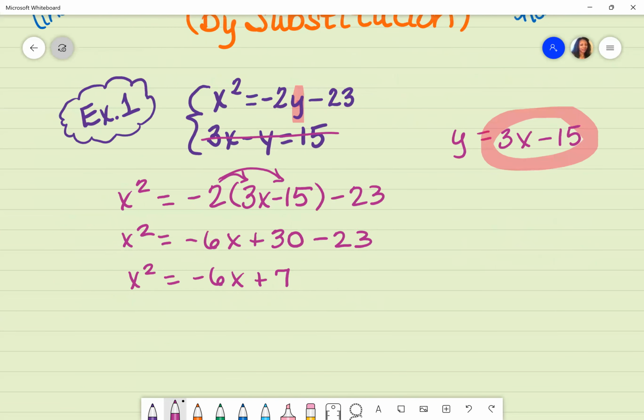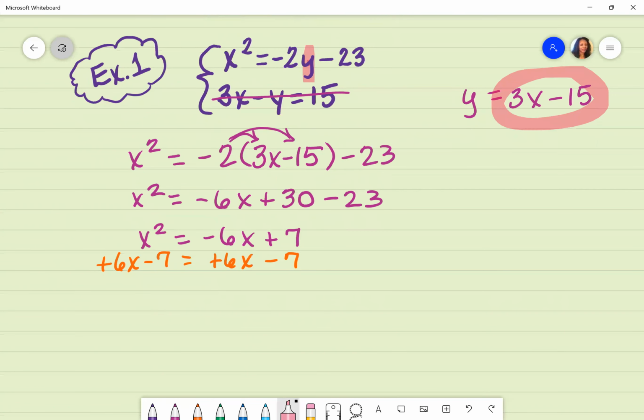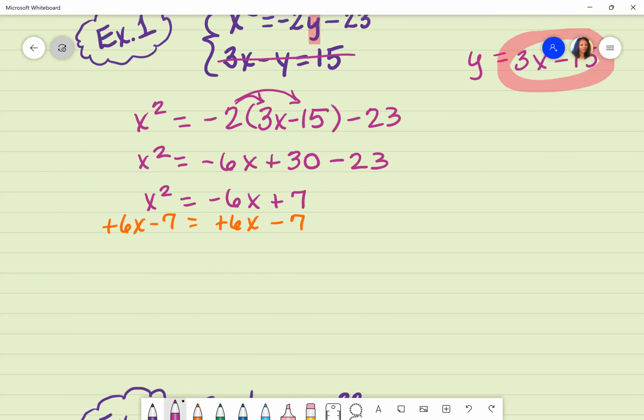So now what I want to do is put everything on one side and set it equal to 0. And I see that I have x squared. That tells me that I'm going to end up factoring or using the quadratic formula if I can't factor it. Let's see, I'm going to add 6x and subtract 7. What I do to one side, I do to the other. Add 6x and subtract 7. And notice I am not going to combine those two because one has an x squared and one is simply an x. So I have x squared plus 6x minus 7 is equal to 0.